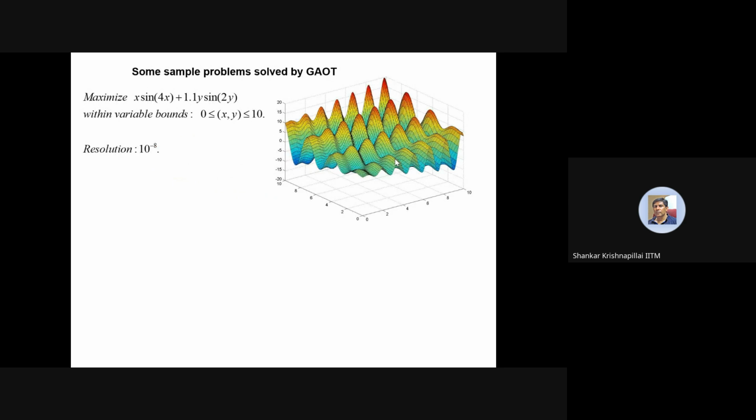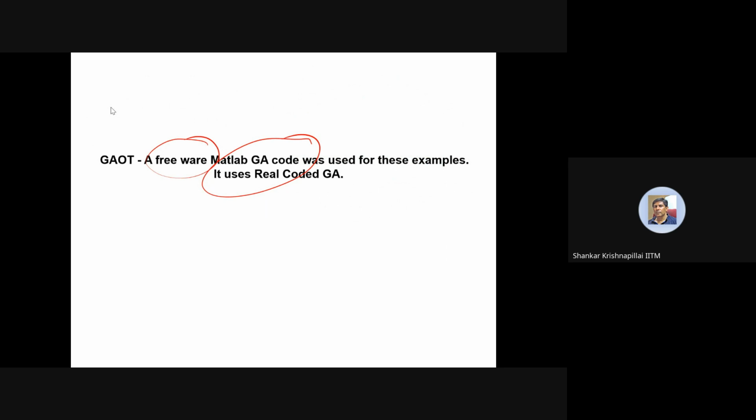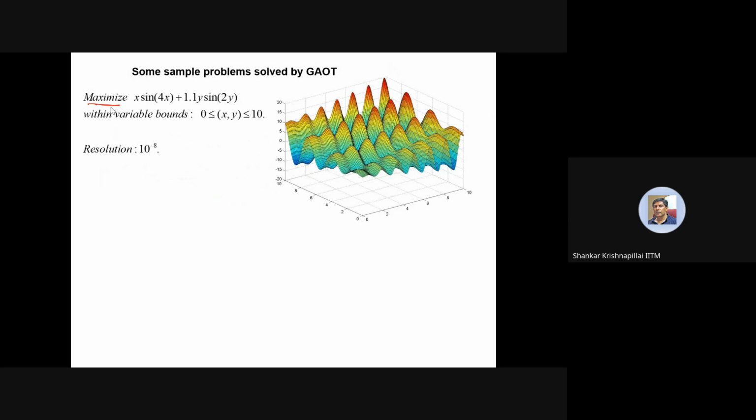Okay, the first is an example of a non-convex objective function with multiple peaks. Maximize this objective function. This GAOT, it actually does maximization, I think. Okay, it does only maximization. So if you have an objective function like this, only genetic algorithm will work. Or only simulated annealing will work.